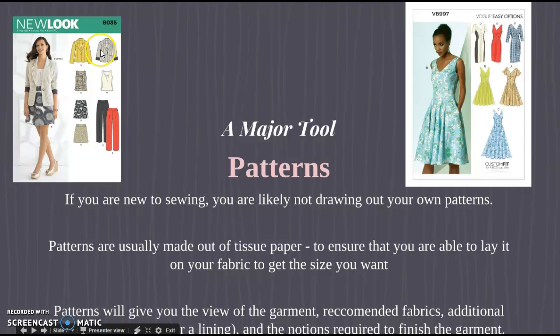You can see here that this pattern comes with 2 different styles of blazer, 2 different styles of tank, 2 different skirts, and 2 different pants. So it comes with a whole bunch of different garments that would make an outfit. With this one, same deal. You have this dress, and you also have this one, this one, this one, this one, or this one.